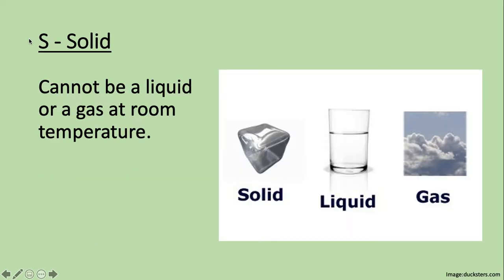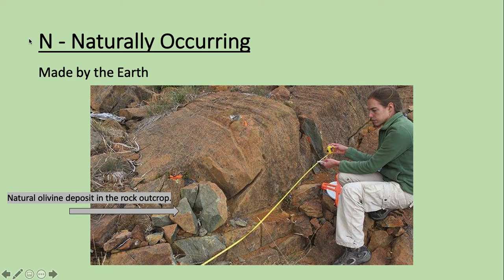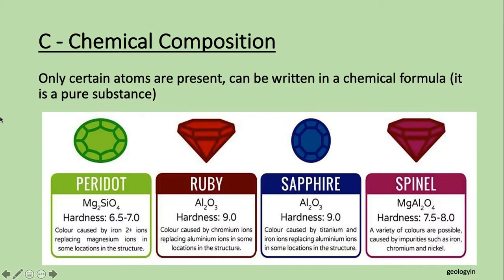Solid: cannot be a liquid or a gas at room temperature. Inorganic: not living, nor derived from living things. N is for naturally occurring, that's made by the earth, meaning that this olivine outcrop that the arrow is pointing to would be there whether or not people were around, or any life on earth was around for that matter. Naturally occurring, happens in nature.